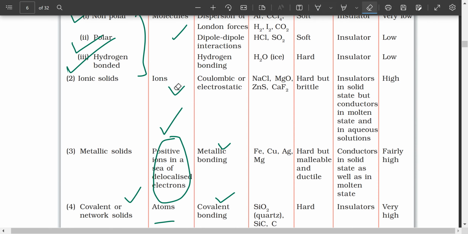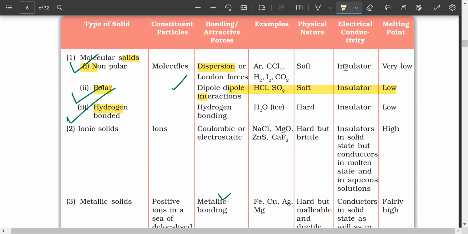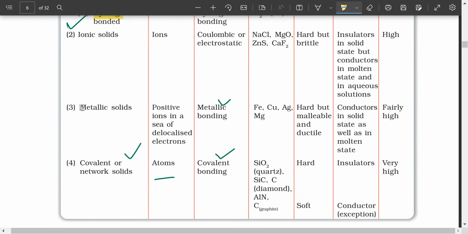Okay, so we have then similarly hydrogen bonded होगा. ठीक, in case of hydrogen bonding, and polar dipole dipole interaction, non-polar होगा तो simply the dispersion or London forces. And the examples, the properties are also given over here. The conductivity again, यहाँ पे conductors सिर्फ basically metallic solids जो होते हैं they are conductors.